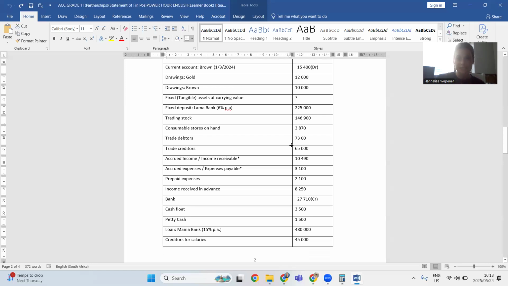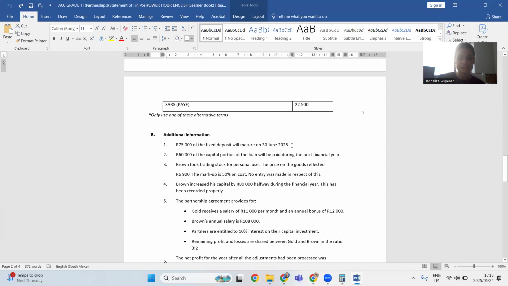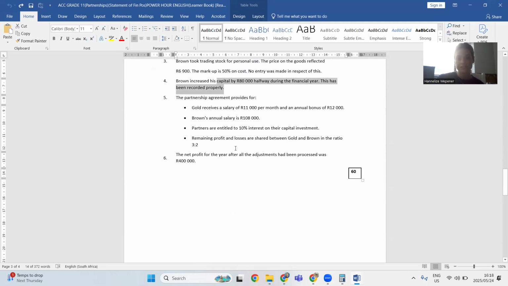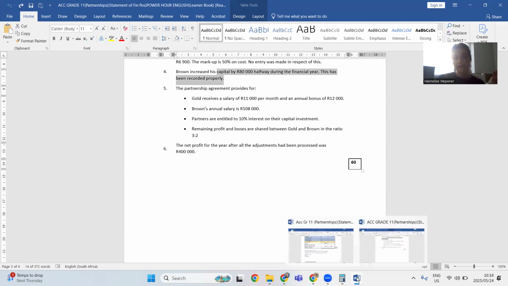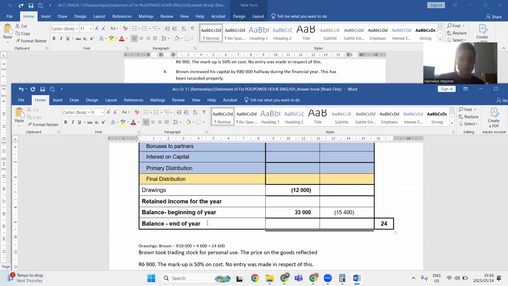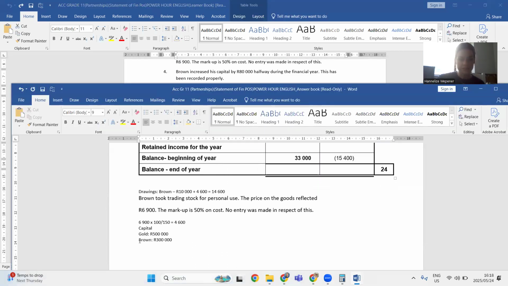And that was for 6 months in the current year because they said that she changed it halfway during the year. So for 6 months, she had the one balance, and for the remaining 6 months, she had the balance as per the trial balance. So if we look at the capital here, this is her year-end balance.